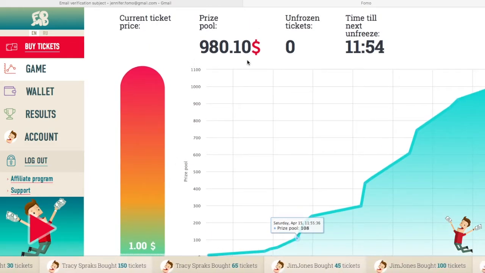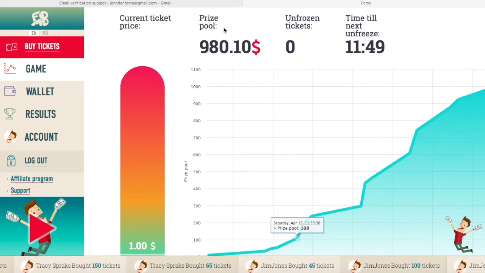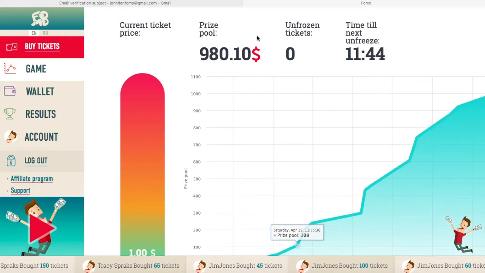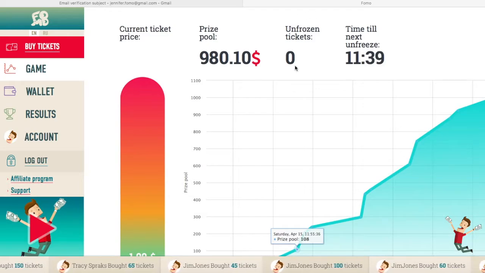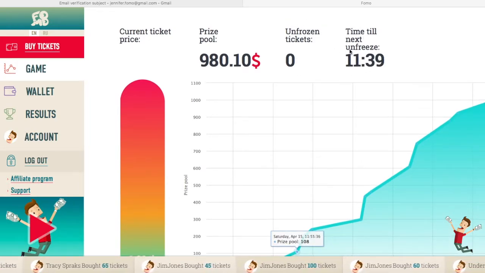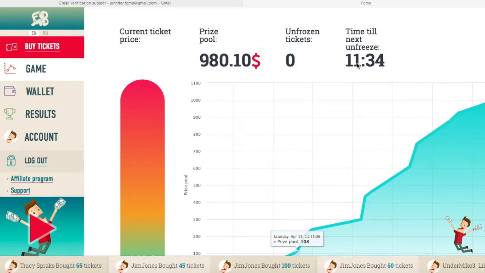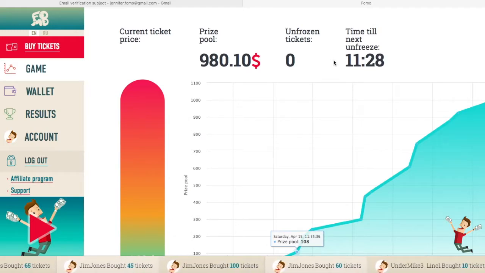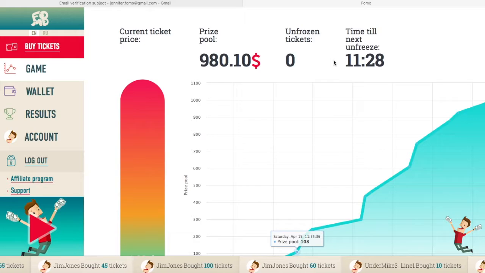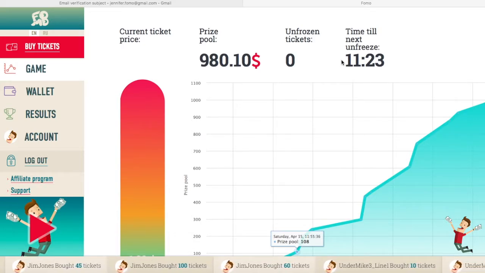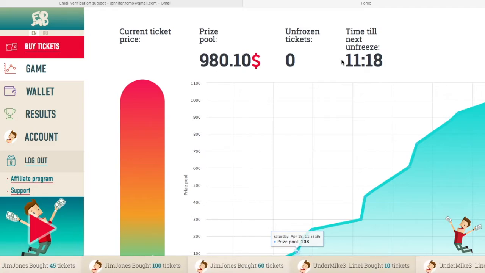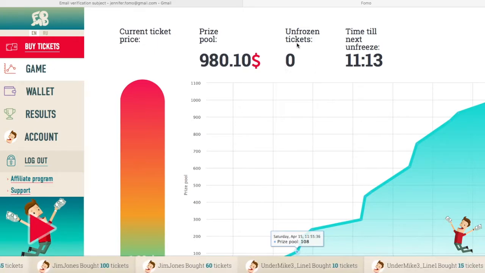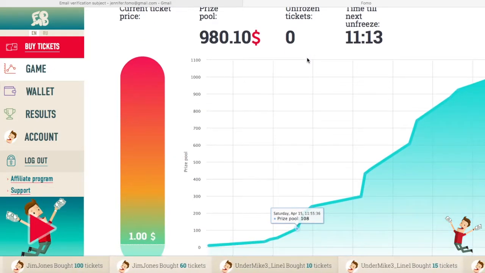The price pool is now equal approximately to 1,000, which is pretty much okay. This is the total money that is played in the system in this particular game. The unfrozen tickets are now equal to 0, and the time till next unfreeze is within 11 minutes, as it says in here. This rule is very simple. Within every 15 minutes of the game, 2.5% of the total tickets are going to be available for sale. Every 15 minutes, if you want to, you can sell the available tickets that are going to be shown in this cell. So just be aware of that.